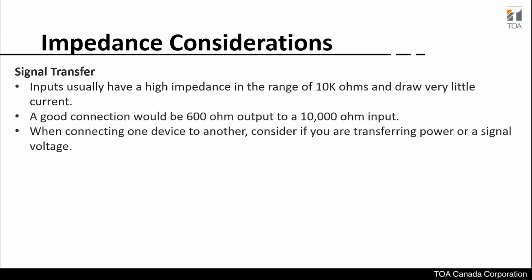Inputs, because of the type of requirement, usually have a high impedance in the range of 10K ohms and draw very little current. So a good connection would be 600 ohm output to 10,000 ohm input. So next time you need to connect one of the devices to another, consider if you are transferring power or a signal voltage.